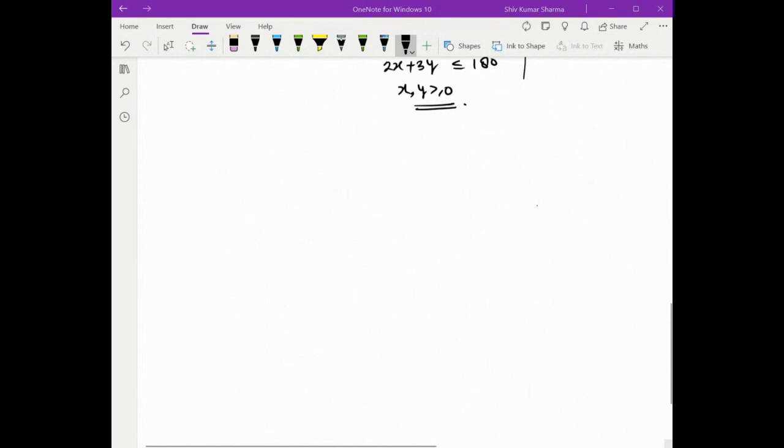So we take the next problem. Try to solve this problem and write in the chat box the constraints and so on.